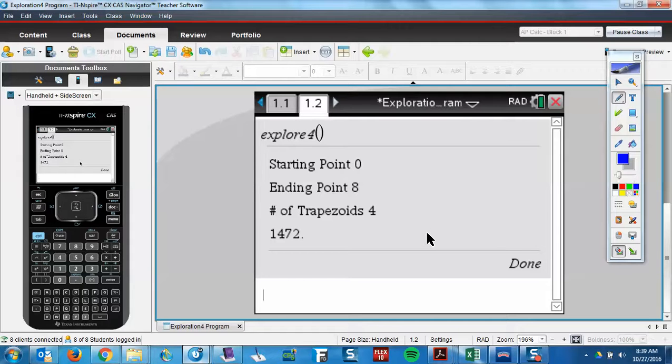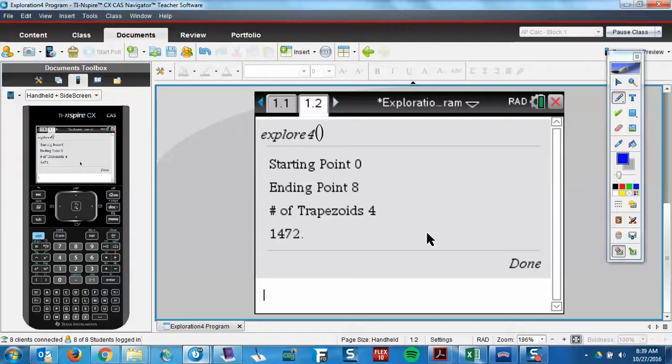Okay, so what did it do? It figured out, okay, if you've got 0 to 8 and you're going to do 4, each one of them is 2 wide. It went 0 to 2 to 4 to 6 to 8. It plugged into the function, got those y values back, put them into the trapezoid formula, added them up, and away we go.